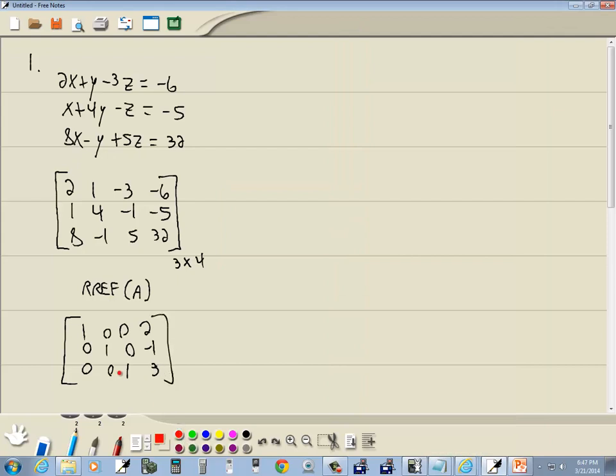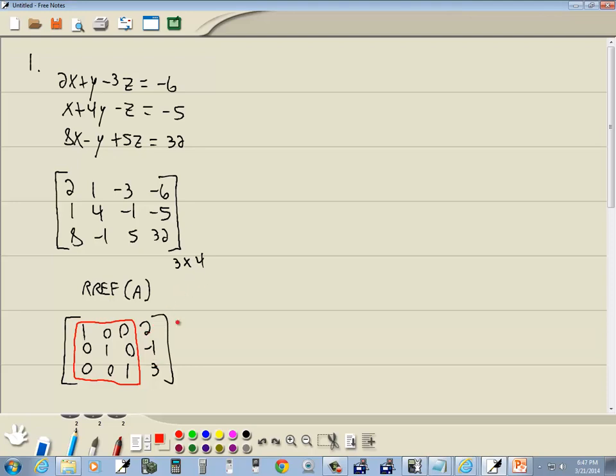Reduced row echelon form. You know it worked if your first 3 by 3 square here is a diagonal of 1, 0 everywhere else. That's what reduced row echelon form means. If you get anything else except for that diagonal of 1, 0 everywhere else in its first 3 by 3, then it didn't work. And I cover that in a different video to tell how to handle that case.